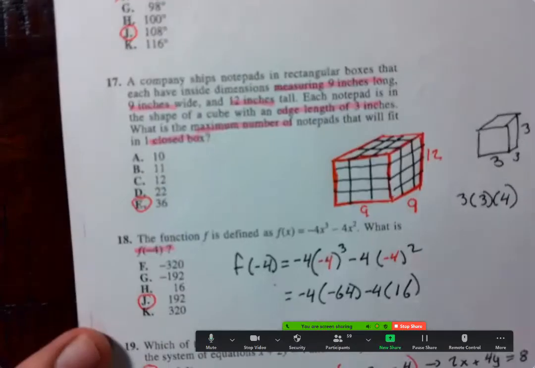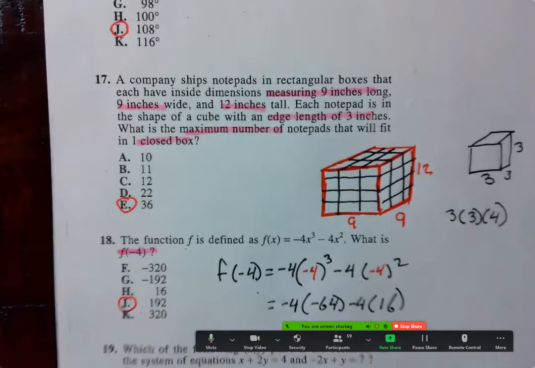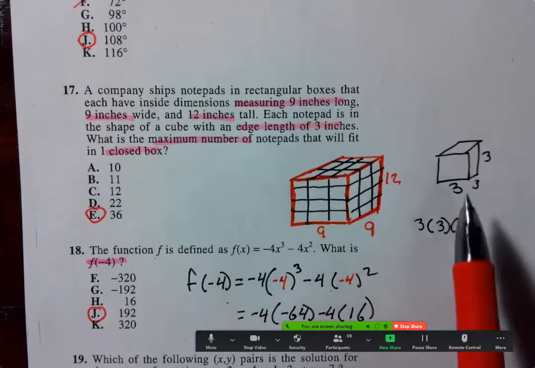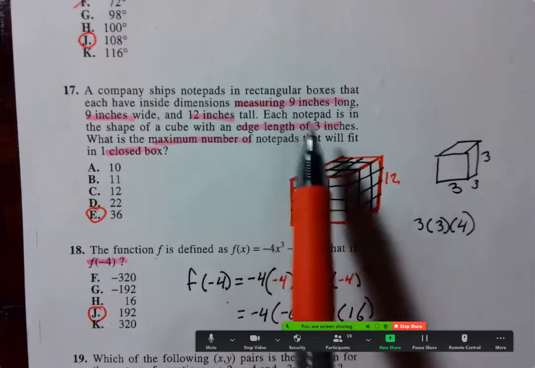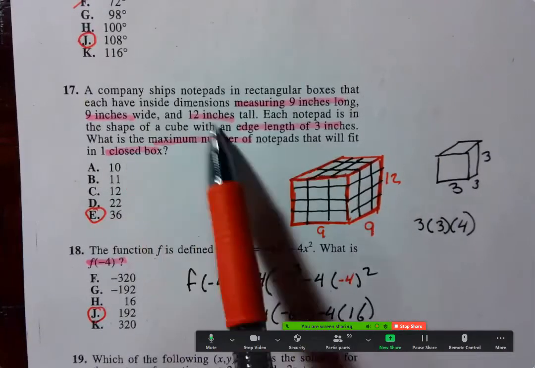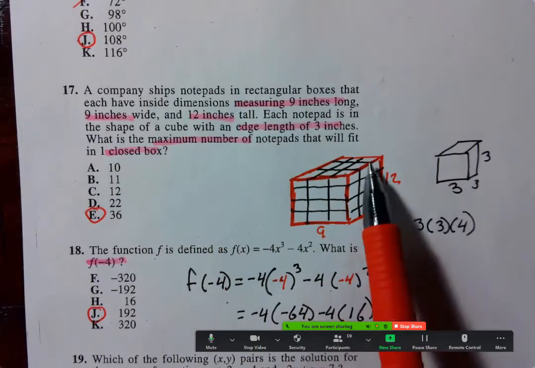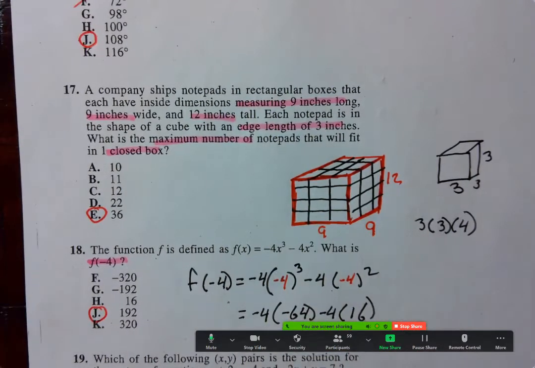17 talks about notepads. We're told that the box measures 9 by 9 by 12. That's the box we're looking at. Generally, if they give me something, I try to draw a picture for myself. I know I like seeing a picture. It makes it easier to do, plus by drawing the picture, it kind of helps me enter the problem a little bit.